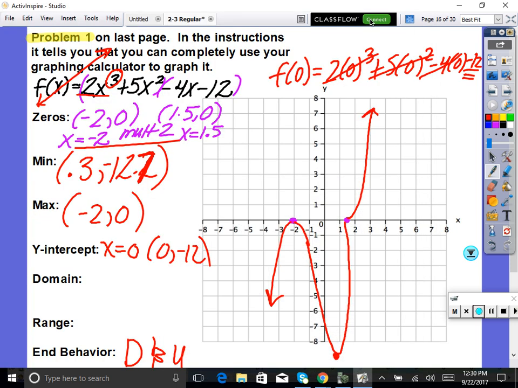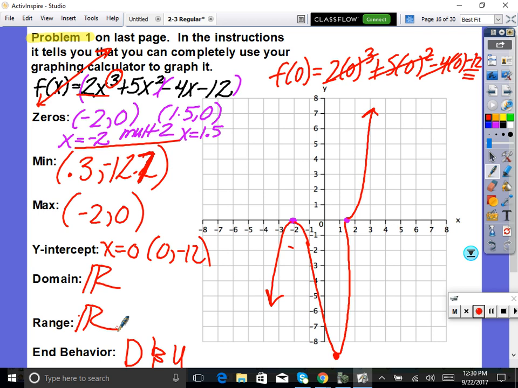Yep. And then our domain. Where's this function growing from left to right? Yep, you're awesome. Negative infinity to positive infinity. For this problem, isn't our range growing from negative infinity as well to positive infinity? Perfect. Any questions on that? So not hard necessarily, just a lot to answer.